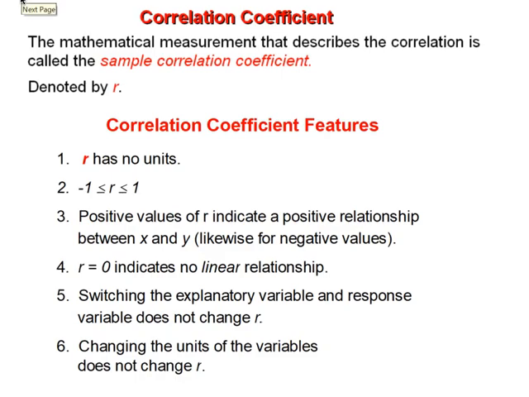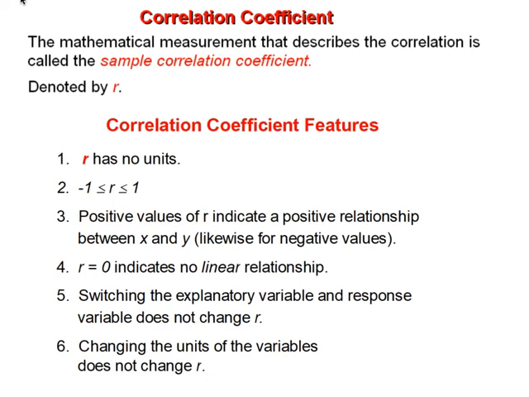And to figure out a good, solid numerical representation of that correlation, we've got what's called the correlation coefficient. The mathematical measurement that determines the correlation is called the sample correlation coefficient. It's denoted by a lowercase r. This is not r as in so many successes in the binomial theorem. This is r in terms of linear correlation and the correlation coefficient.